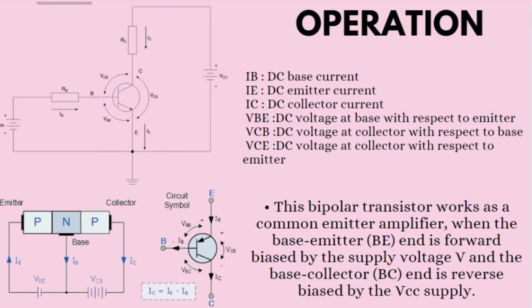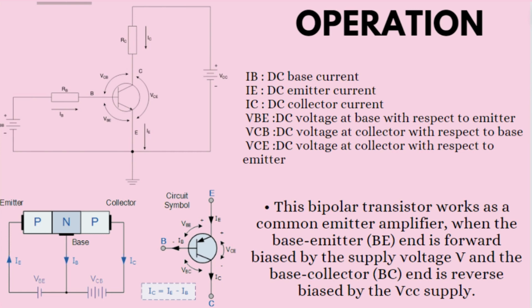The diagram shows the NPN type bipolar transistor amplifier circuit. This bipolar transistor works as a common emitter amplifier. The base-emitter junction is forward biased by the supply voltage V and the base-collector junction is reverse biased by the VCC supply. Resistor RB is used to limit the value of the current that passes through the emitter-base junction, while resistor RC is a load resistor to reduce the voltage across it.